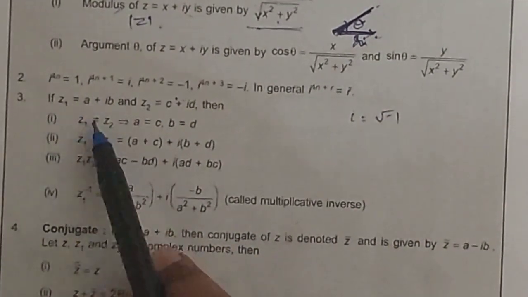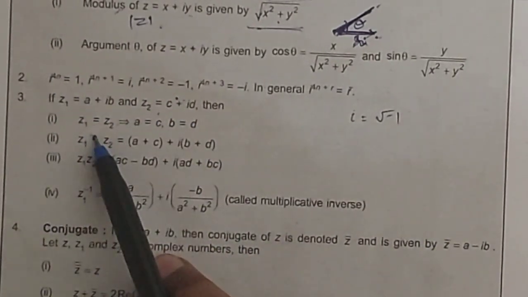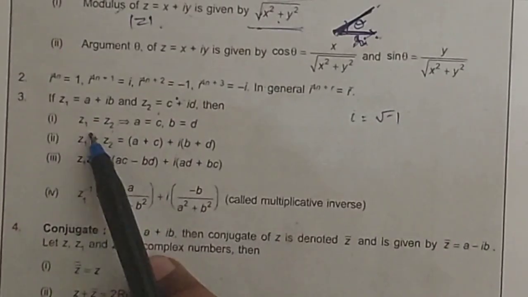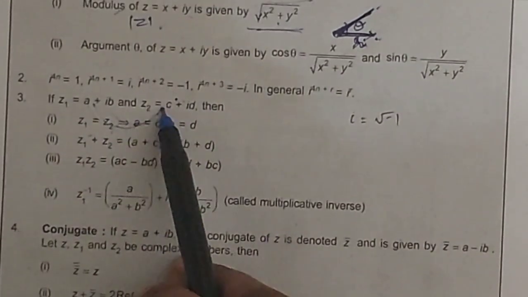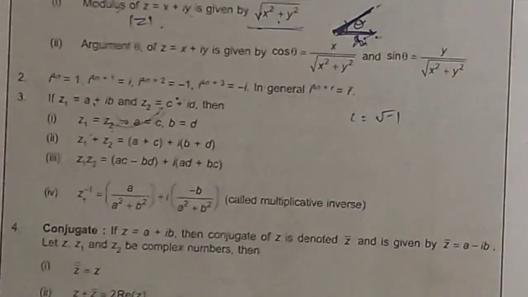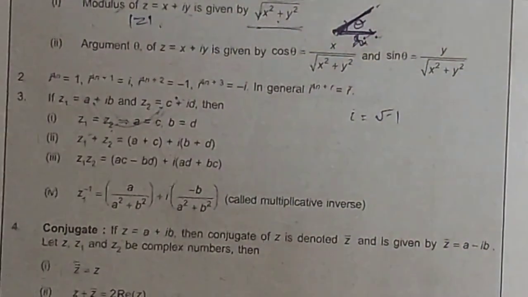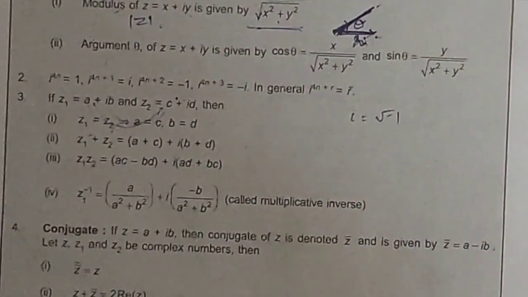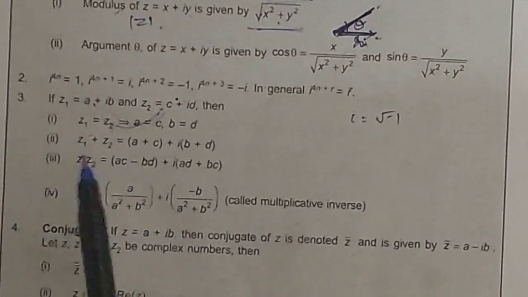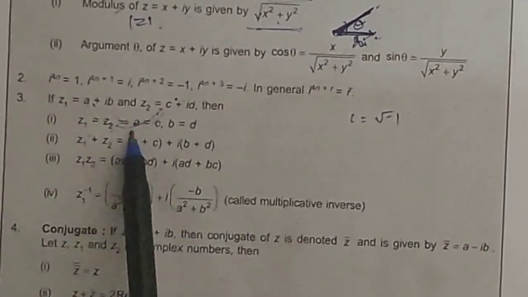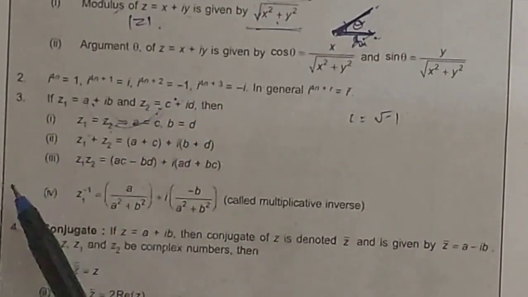So z1 is equal to a plus ib, and z2 is equal to c plus id. If these are the two complex numbers given, and if z1 and z2 are equal, then we will identify it with the two different real and imaginary parts. So the real part will always be compared with the real term of the other complex number, and the imaginary part will be compared to the imaginary part of the second number. Okay, so yeah, this is the way. So here we're comparing the real part with the real part, that is a is equal to c, and the imaginary part with the imaginary part, that is b is equal to d.